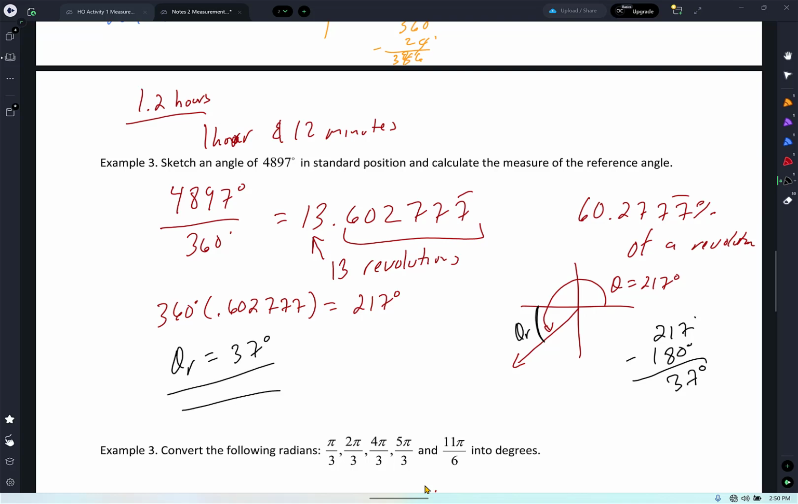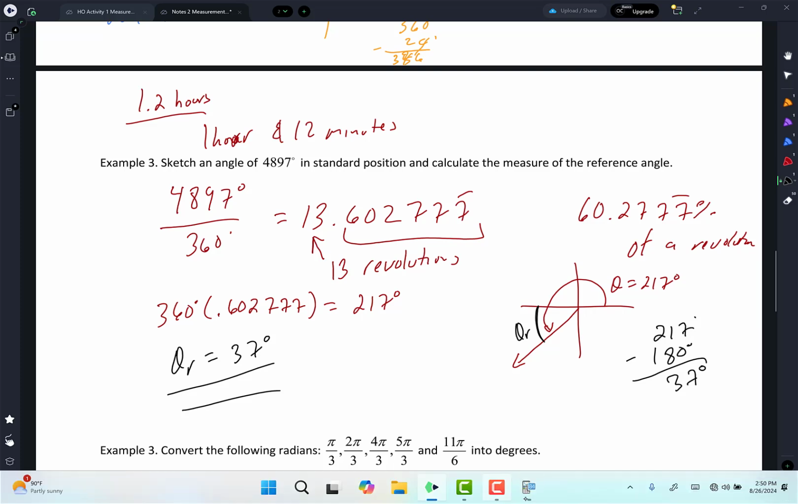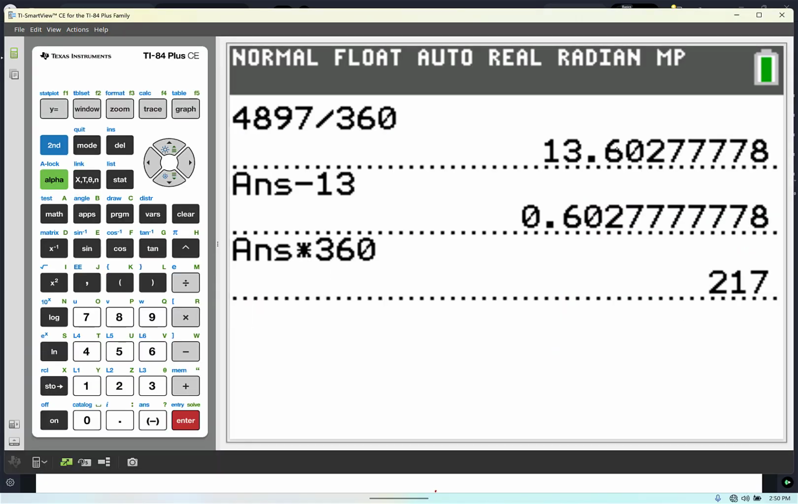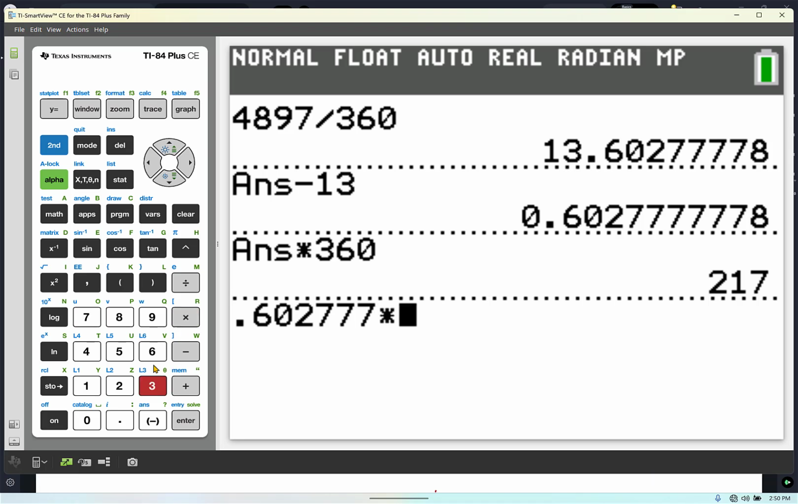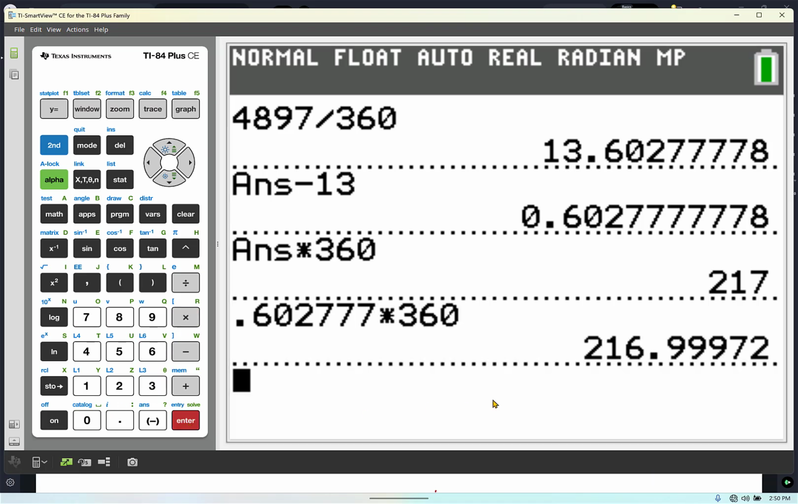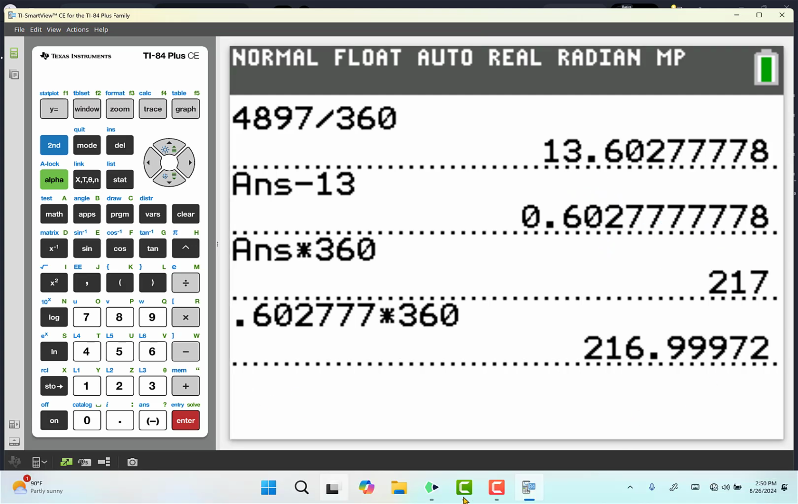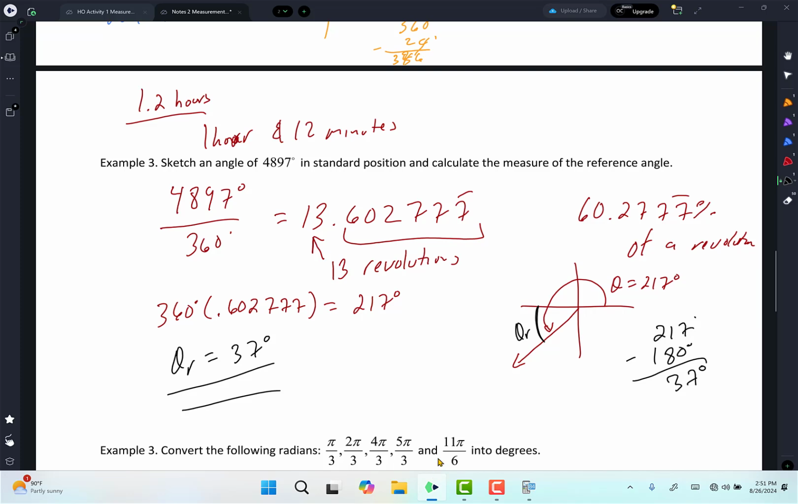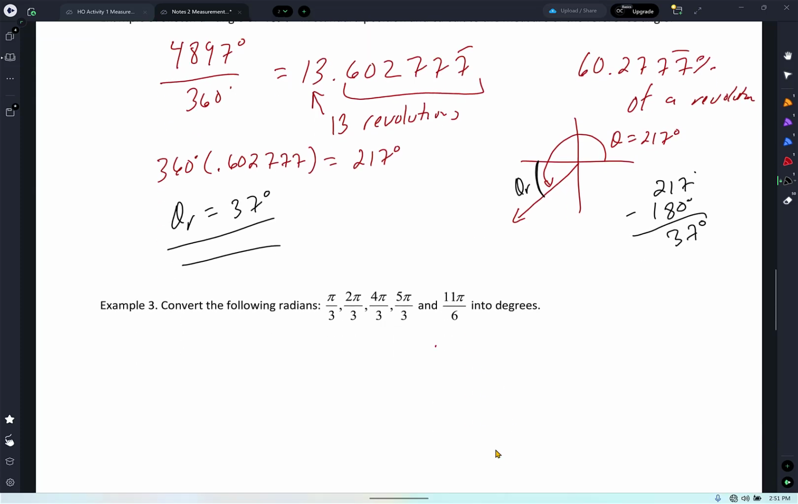This is just a side note. If I would have just gone 0.602777, I'll even put 3 digits after it, and did that times 360, look how it does not give me a perfect 217. You can pretty much guess it's going to be 217 with all those 9s there, but do you see what I'm talking about, guys? So make sure that you take advantage of the technology and use the calculator's memory.